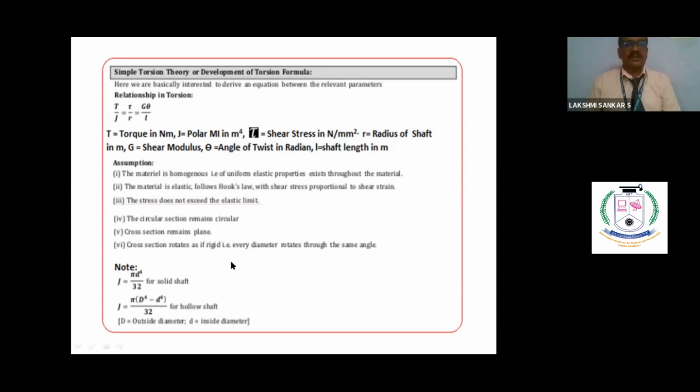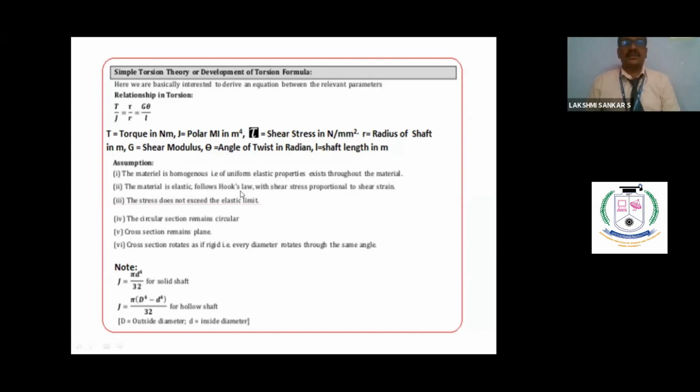Okay, what are the assumptions? In any theory, there are assumptions always. The material is homogeneous. These are the assumptions with which we have made the above equation. Homogeneous means same material, and isotropic means having the same elastic properties in all directions. Homogeneous means same material. Isotropic means elastic properties are same in all directions.